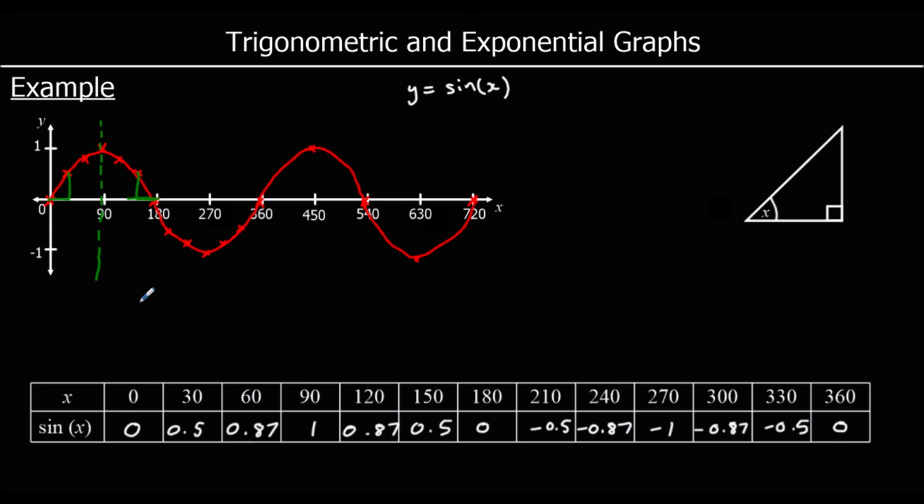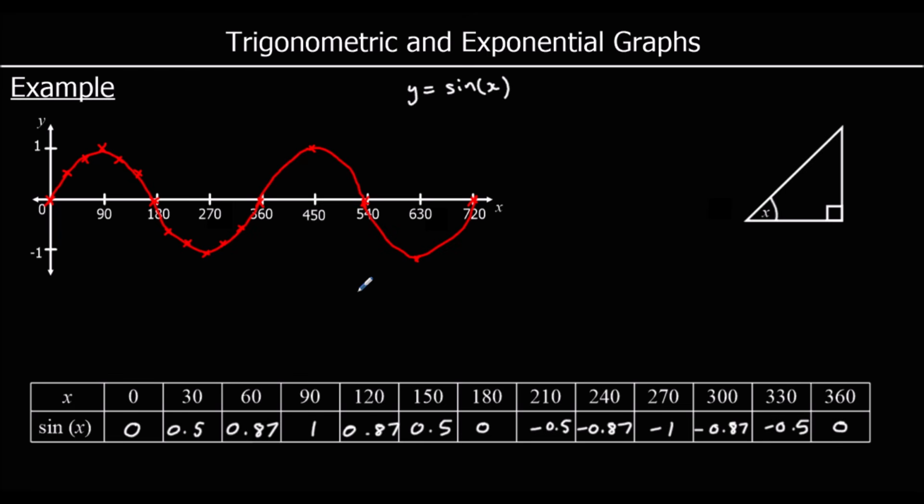We need to know it repeats every 360 degrees. And we need to know that it starts at 0, goes up to 1, back through 0, minus 1, and 0 again.